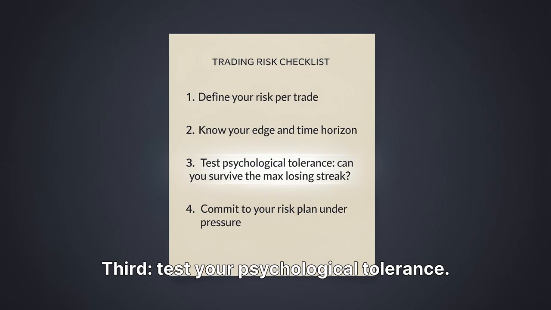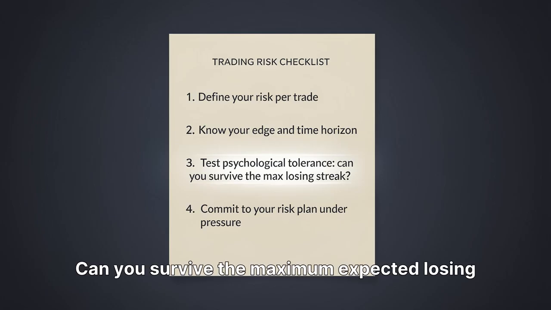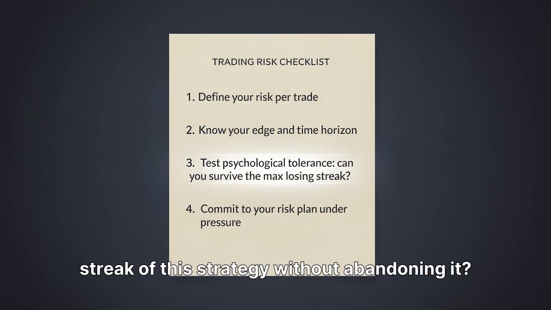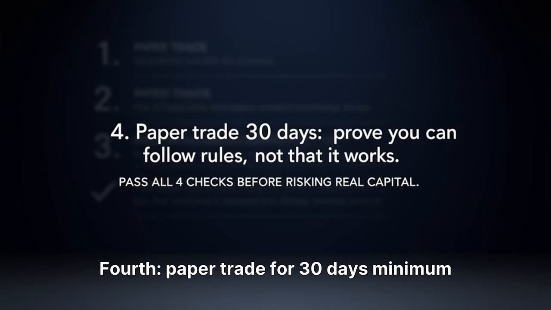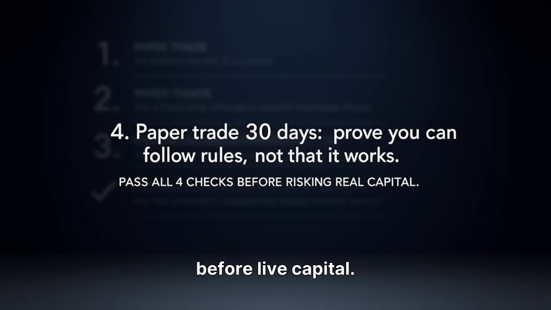Third, test your psychological tolerance. Can you survive the maximum expected losing streak of this strategy without abandoning it? If not, the strategy is wrong for you regardless of its edge. Fourth, paper trade for 30 days minimum before live capital, not to prove the strategy works, but to prove you can follow the rules under realistic conditions.